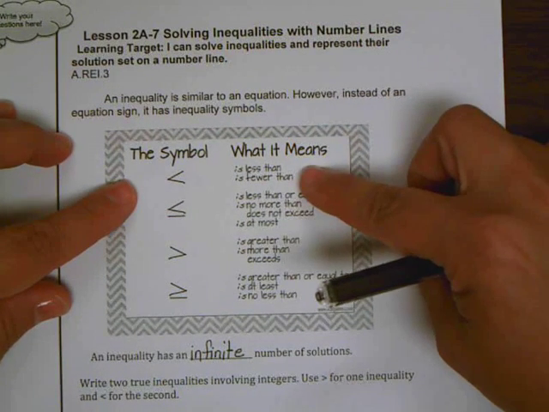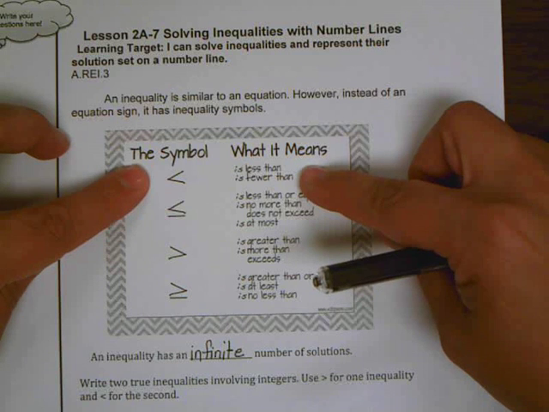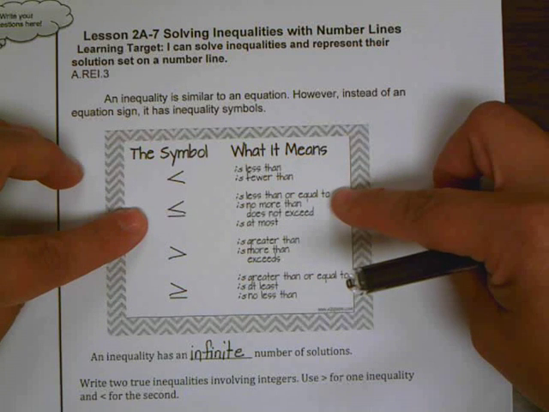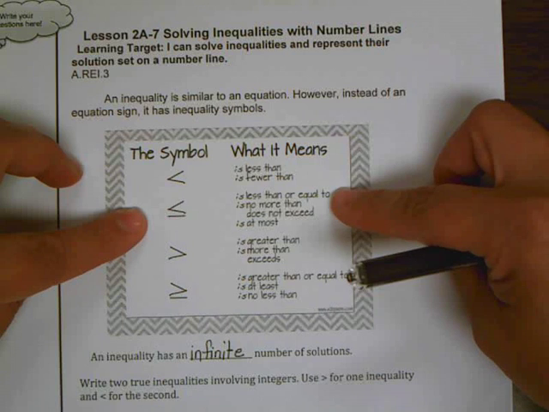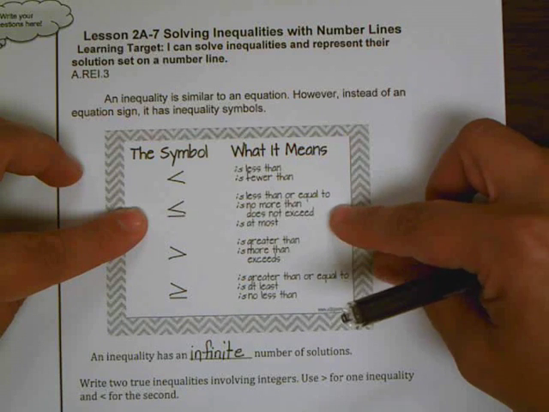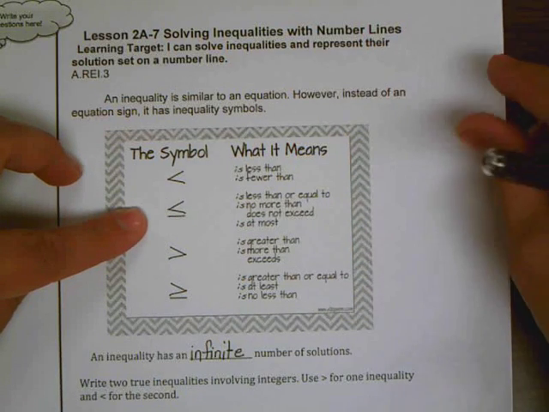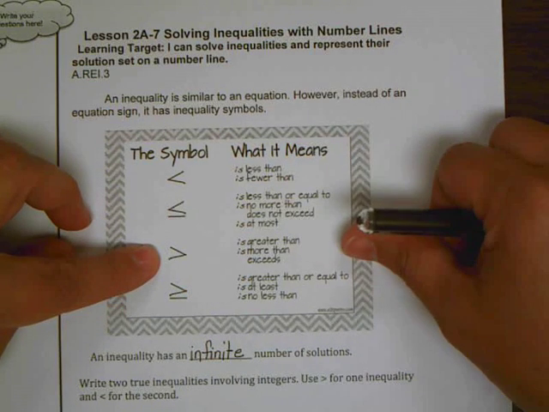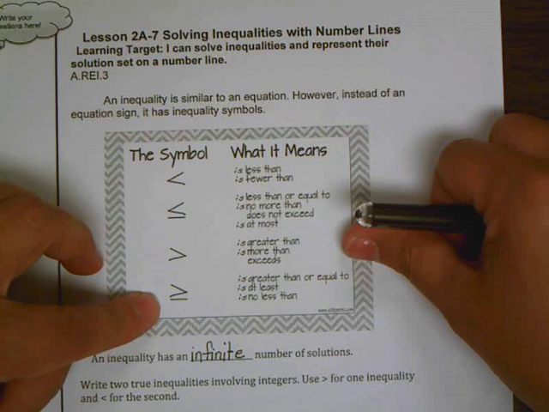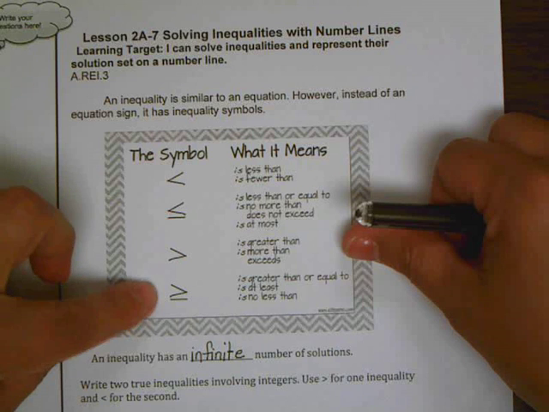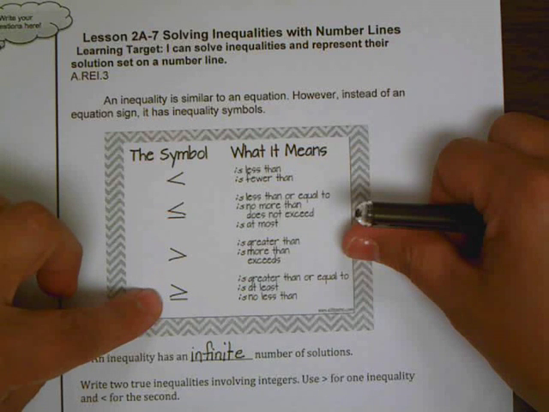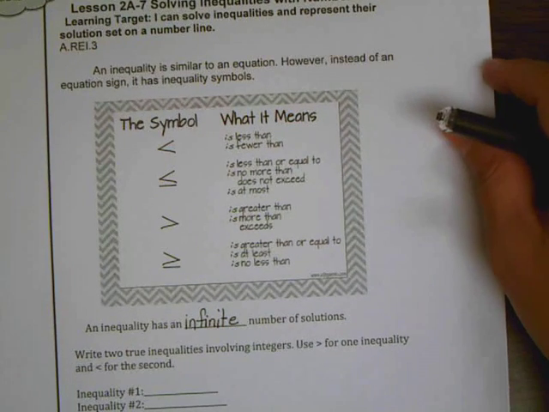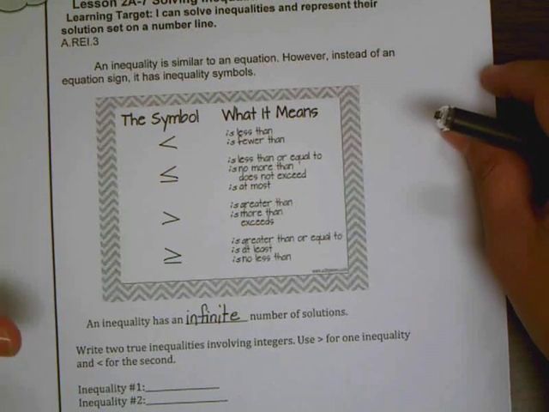Some ways you may see this written in words: for the less than symbol, "is less than" or "is fewer than." For less than or equal to, "is no more than," "does not exceed," or "at most." If you have at most $10 to spend, you have $10 or less. For greater than, "exceeds." For greater than or equal to, "is at least" or "is no less than." An inequality has an infinite number of solutions.